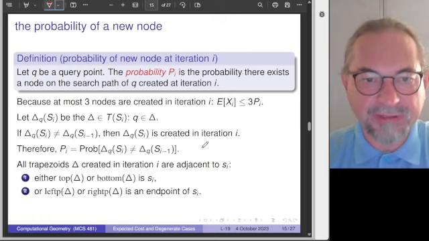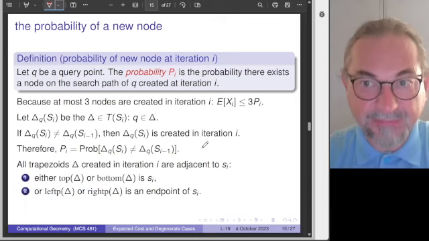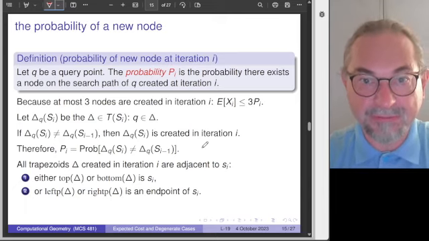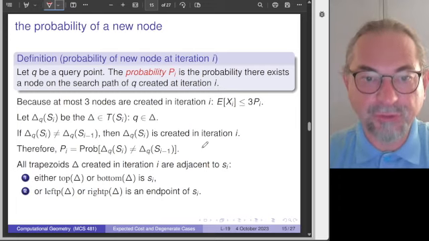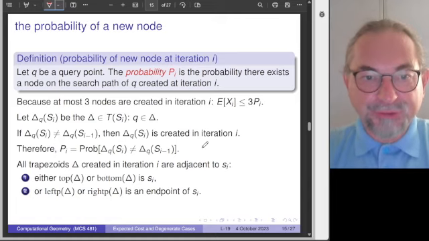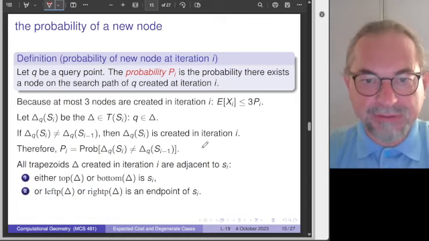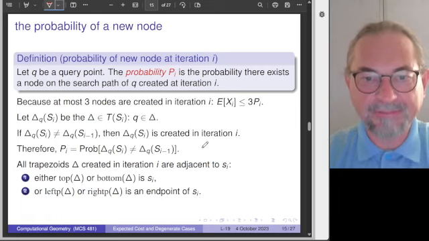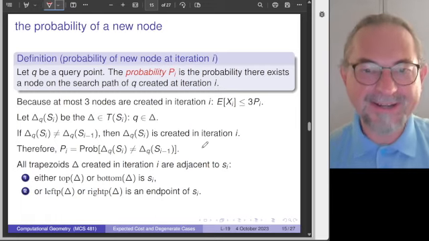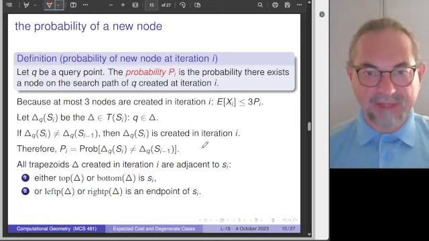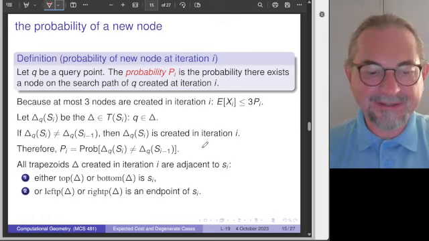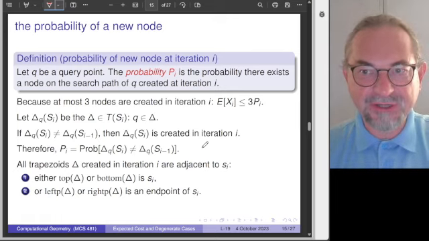So the trapezoid that is in the ith subdivision, in the ith trapezoidal map, is not contained in the (i minus 1)th. So it is a newly created one. Also important to realize that the new trapezoids are all adjacent to it. And here you see the number 4 coming in. What are the items that you store in each iteration?